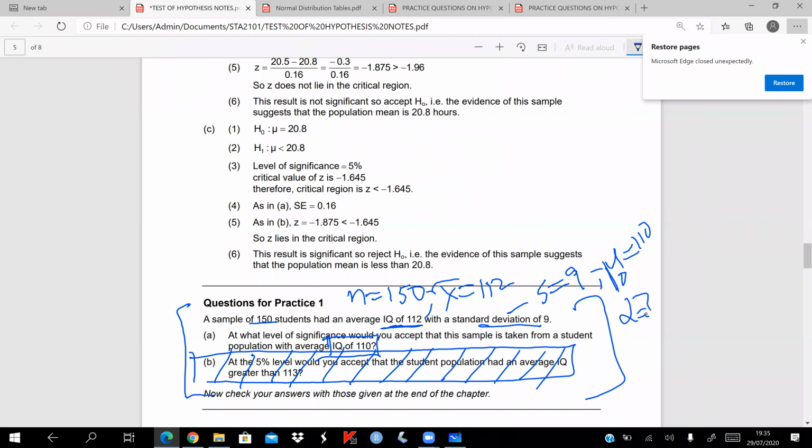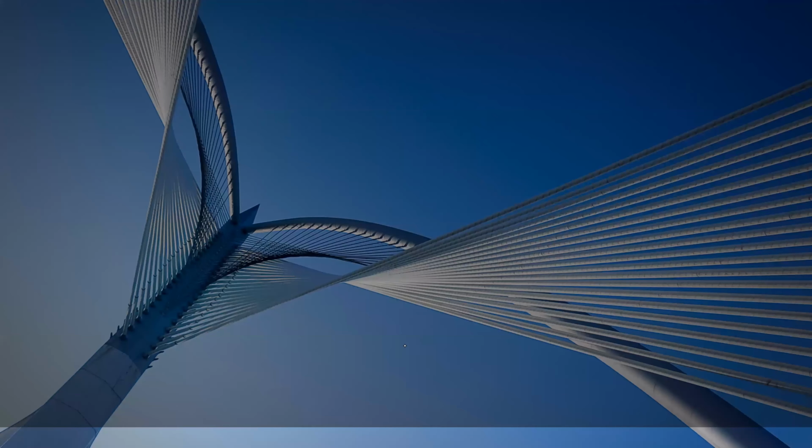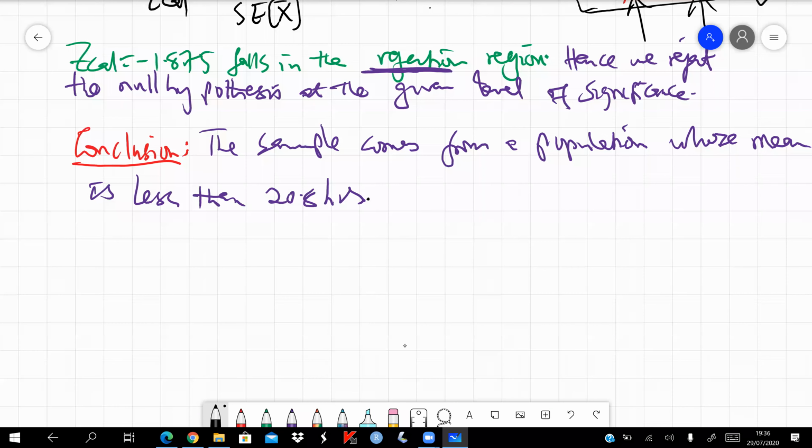Okay. So this question is different from the ones we have solved. We're looking for alpha. At what alpha are we going to accept the null hypothesis that corresponds? You see, we are accepting the null hypothesis. At what level of significance are we going to accept, in quotes, the null hypothesis that corresponds to that question? So let's go back here. Example 2.